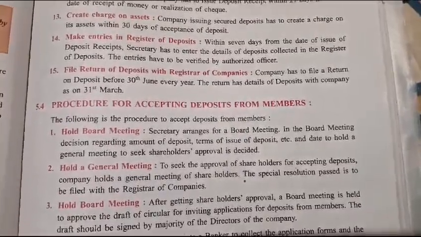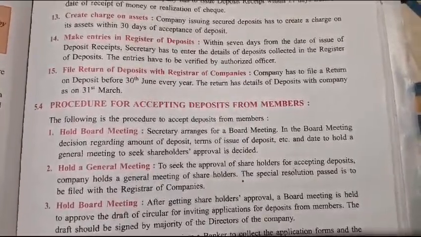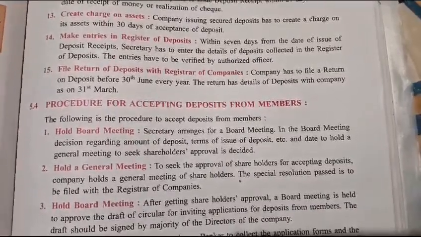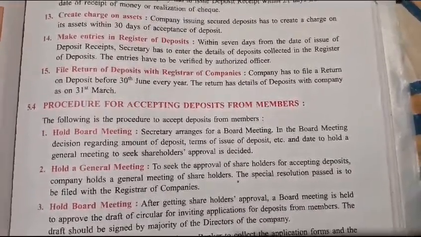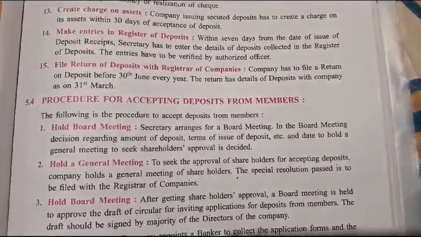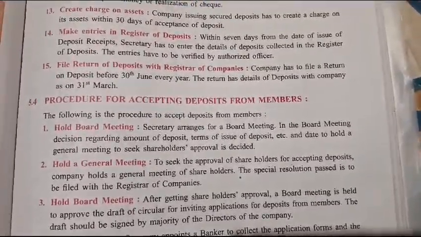15th, file return of deposits with Registrar of Companies. Company has to file a return on deposit before 30th June every year. The return has details of deposits with the company as on 31st March.